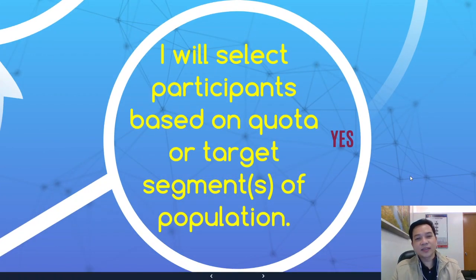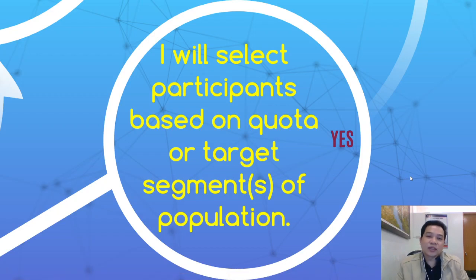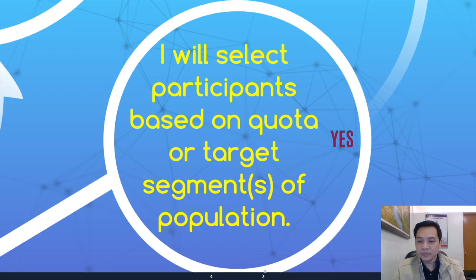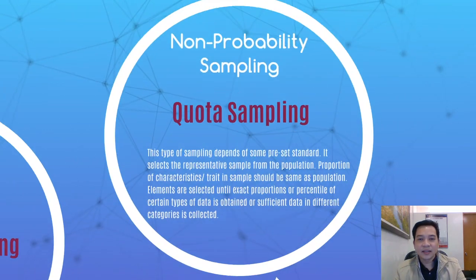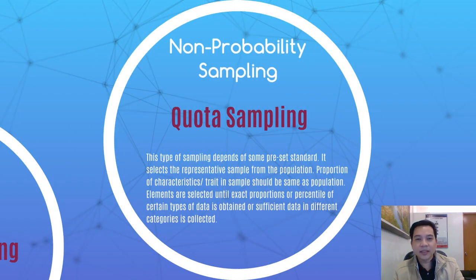Now, if your question does not fall on the previous questions and you said no on the previous questions that we already raised, but you have something in mind that I just simply want to select participants based on a certain limit or scope. I will have a quota or a target segment of the population. I will just want to capture this population or this segment or this portion. Then the best form of sampling technique will be quota sampling.